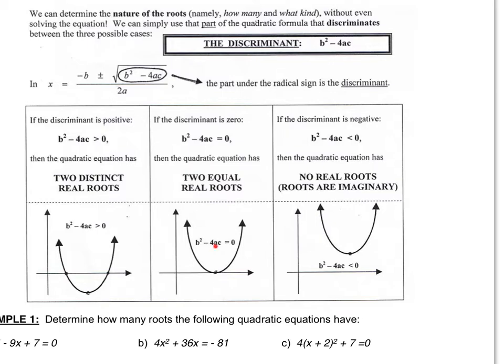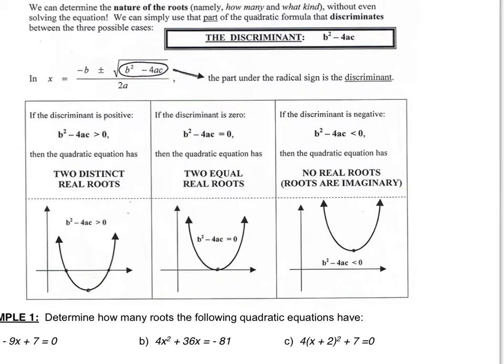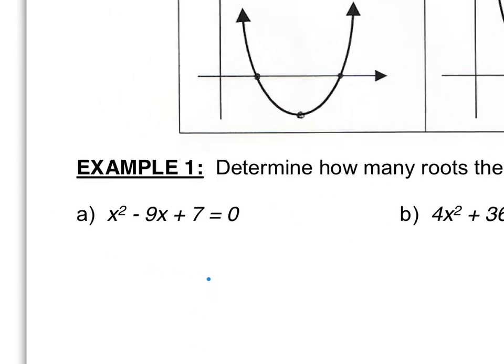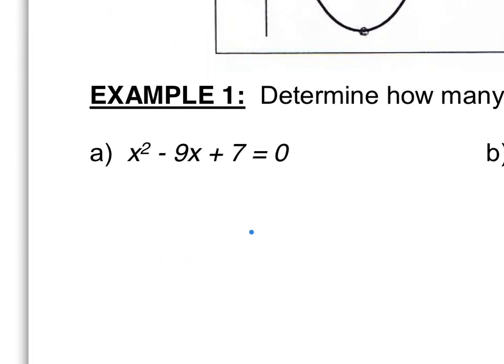So let's look at some examples of that. Right now, it's telling me, for example number 1, determine how many roots are in the following quadratic equations. So when it asks me that, it's not saying what are the roots, right? It's telling me what are the types of roots. So what I need to use is the discriminant. So for looking at the first part, I'm just going to use the discriminant, which is what's underneath the square root, which is basically b squared minus 4ac. I don't need to do the rest of the quadratic equation. I just need to see whether it's a positive number, a 0, or a negative.